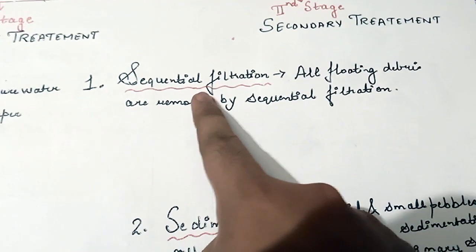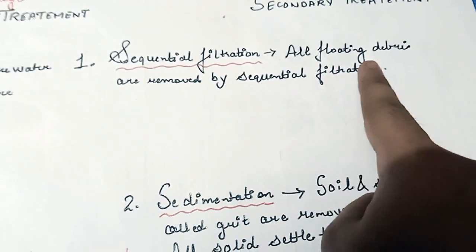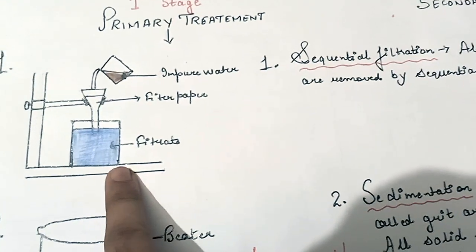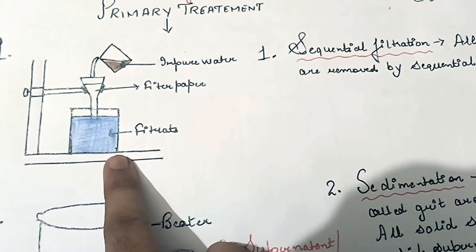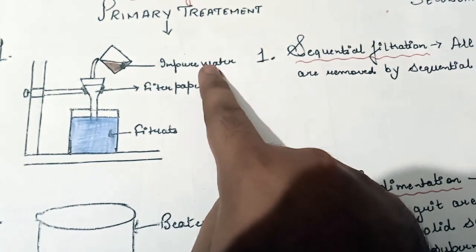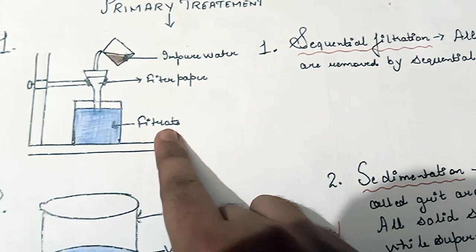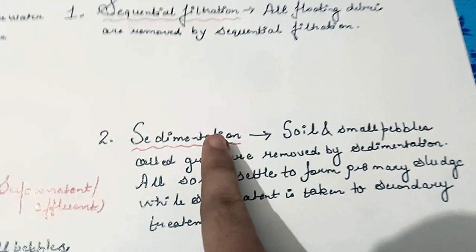In sequential filtration, all floating debris are removed. As you can see in the diagram, sequential filtration is going on. Here, all the floating debris from the impure water are removed. The second step is sedimentation.